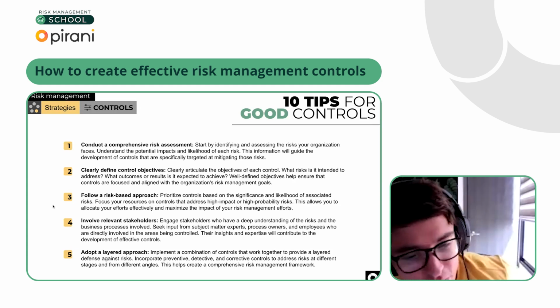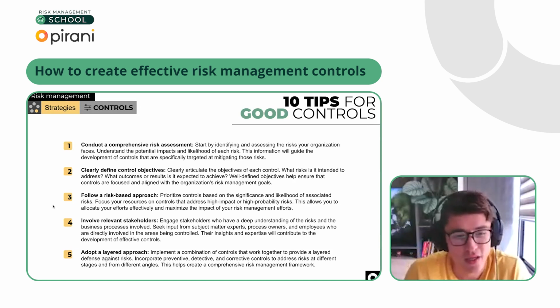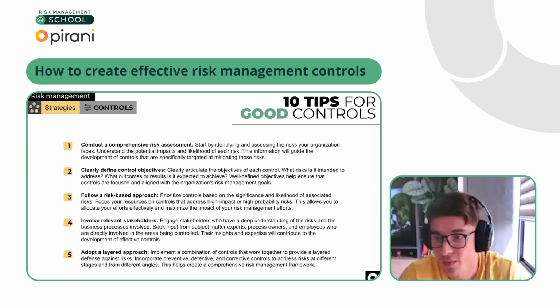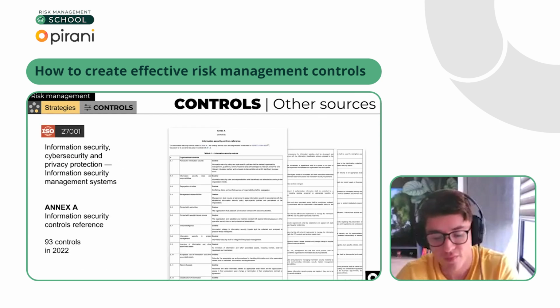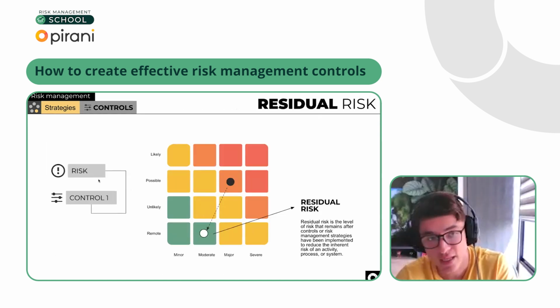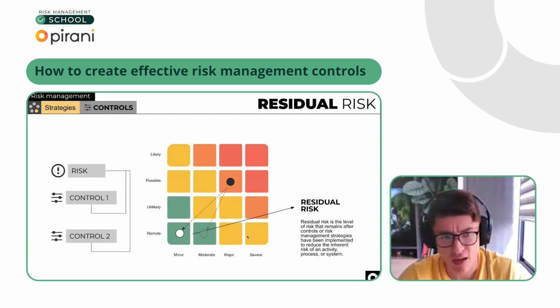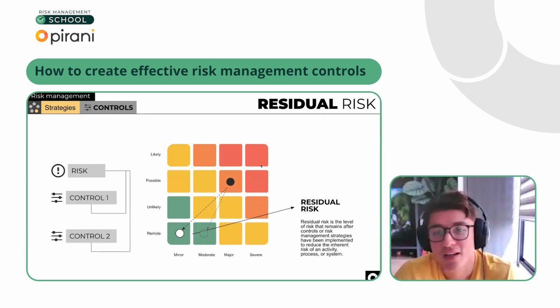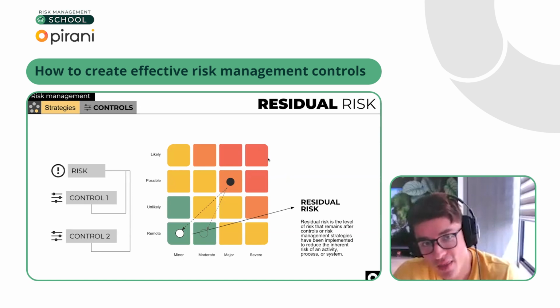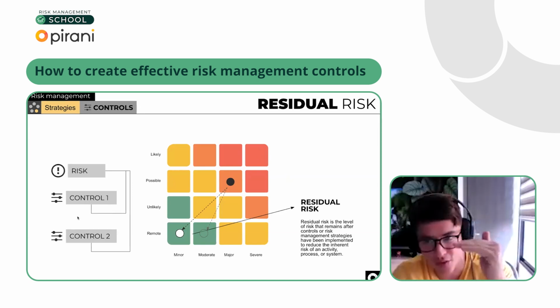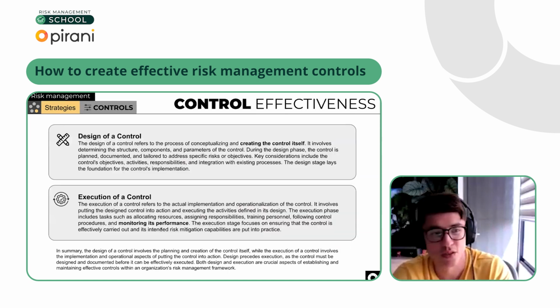Five, adopt a layered approach. Implement a combination of controls that work together to provide a layered defense against risk. Incorporate preventive, detective, and corrective controls. And let me go back to this concept here. Remember that a risk can have different controls associated. Maybe you have a preventive control here, and if that control didn't work, maybe I have a corrective or a detective one, and that's very good. If you have a very important risk in your company, maybe you want to address it with as many controls as you need in order to focus on that risk that is important for your company. And again, maybe there are risks that you don't want to do anything about, and you're going to accept them, but maybe there are high risks where you want to have different controls, and that's the concept of layered controls: preventive, corrective, detective, or as many as you need.